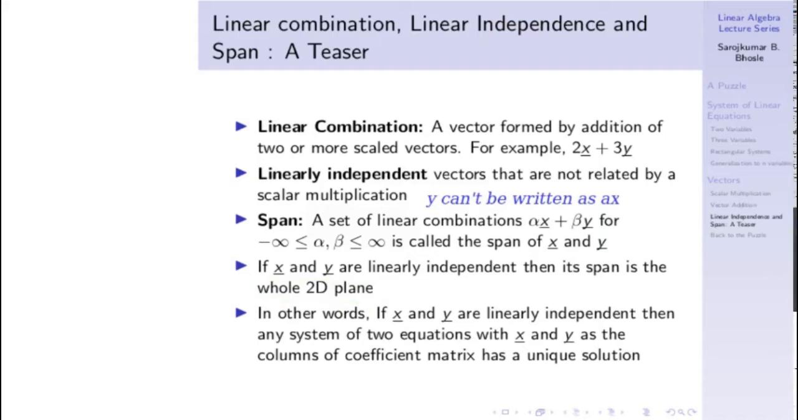In other words, if x and y are linearly independent, then any system of two equations with x and y as the columns of the coefficient matrix has a unique solution. Unique solution means what? We can represent any point in the plane by using x and y with proper choice of alpha and beta.